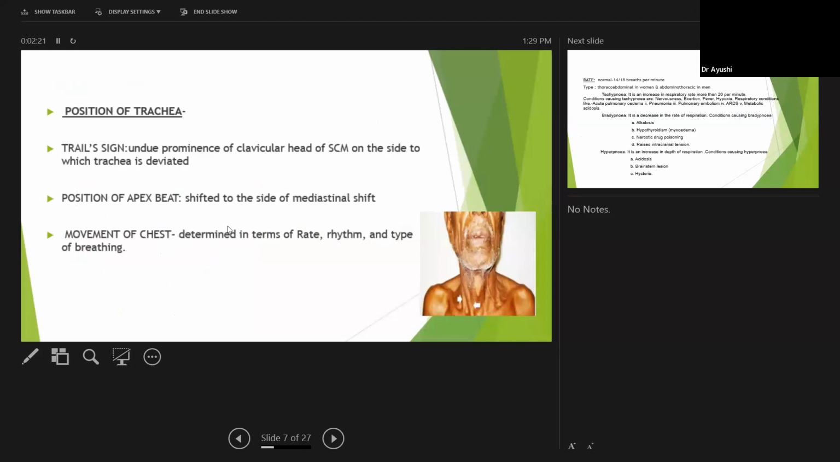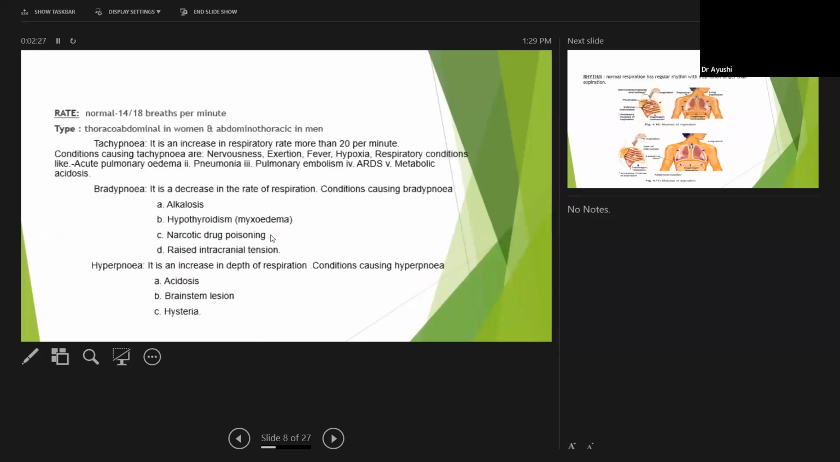Then movement of the chest is determined in terms of rate, rhythm, and type of breathing. The normal rate is 14 to 18 breaths per minute. And there are two types: thoraco-abdominal, which is mostly seen in women, and abdominothoracic, which is seen in men.